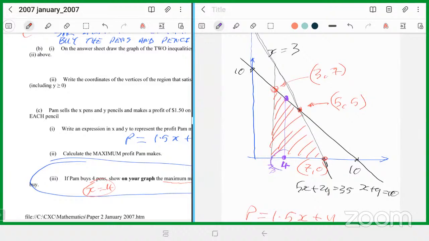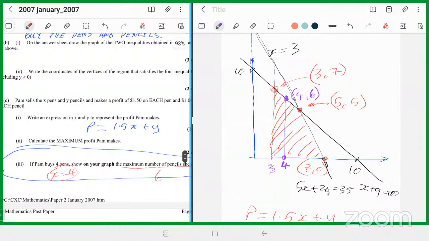So if x is 4, then the maximum number of pens she can buy is right up on this line, which will be 6, because this point will be (4, 6). That's the maximum she can buy to satisfy the region. So the maximum she would have to buy is 6. Y has to be 6. That's the maximum. She can buy any number of pens, any number of pencils.